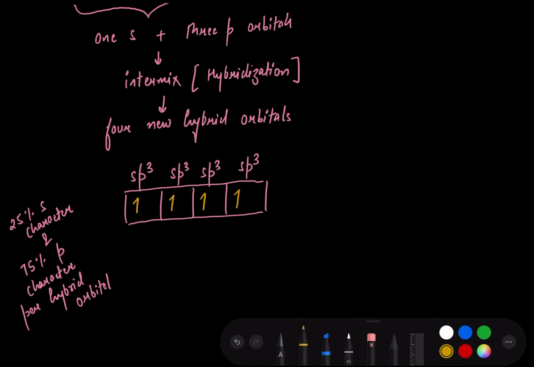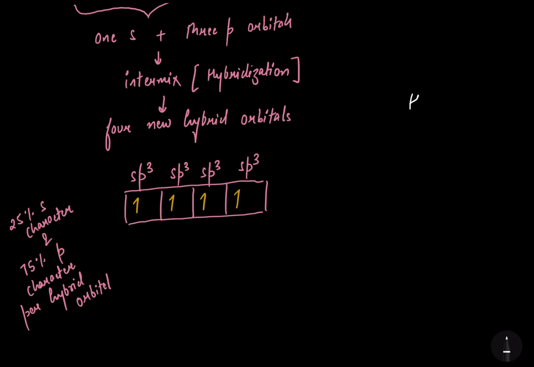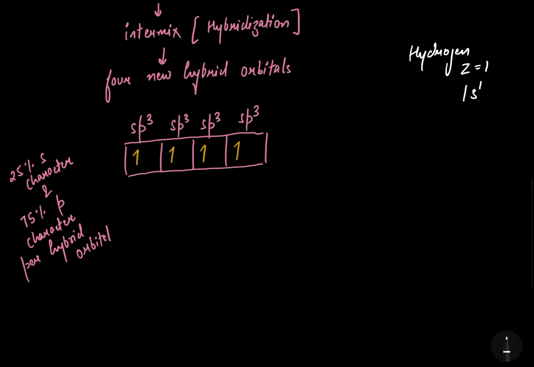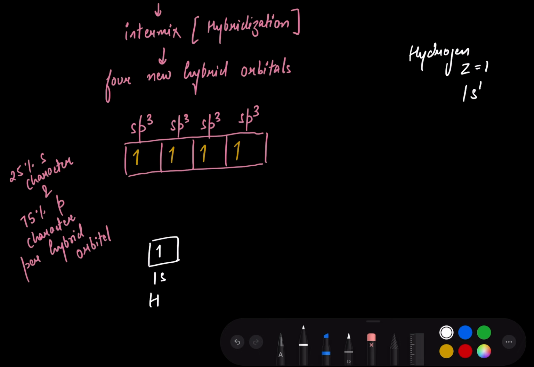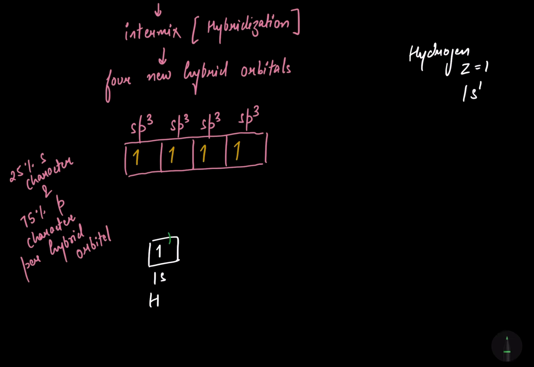Now let's talk about the hydrogen. What's the atomic number of hydrogen? It's 1. So its configuration will be 1s1. So that means in the s subshell we have only one orbital. So that's 1s of hydrogen, which is having one electron. So this 1s of hydrogen will have a head-on overlap with the sp3 hybrid orbital of the carbon to form the sigma bond.